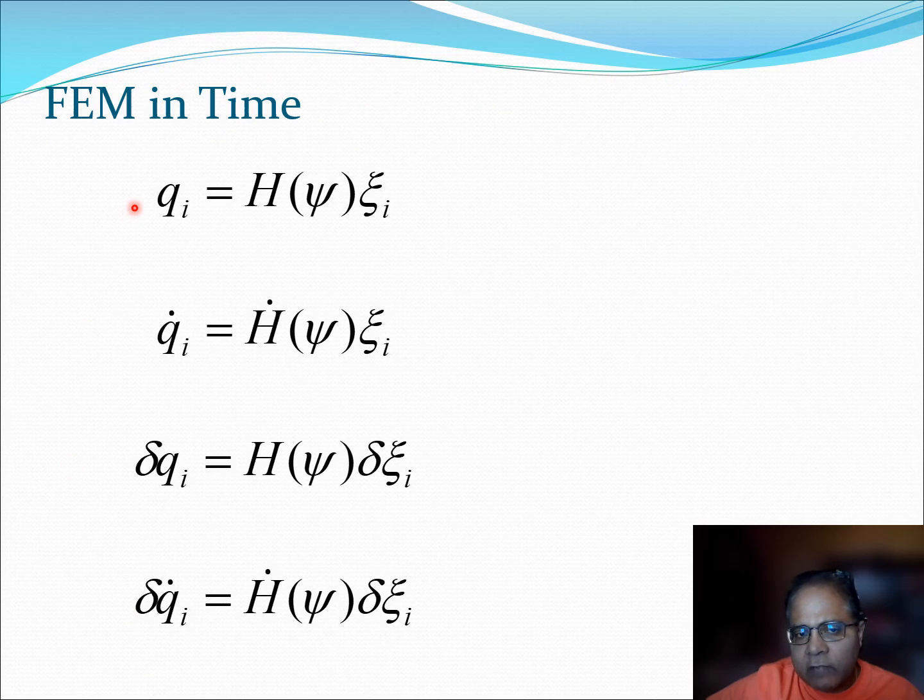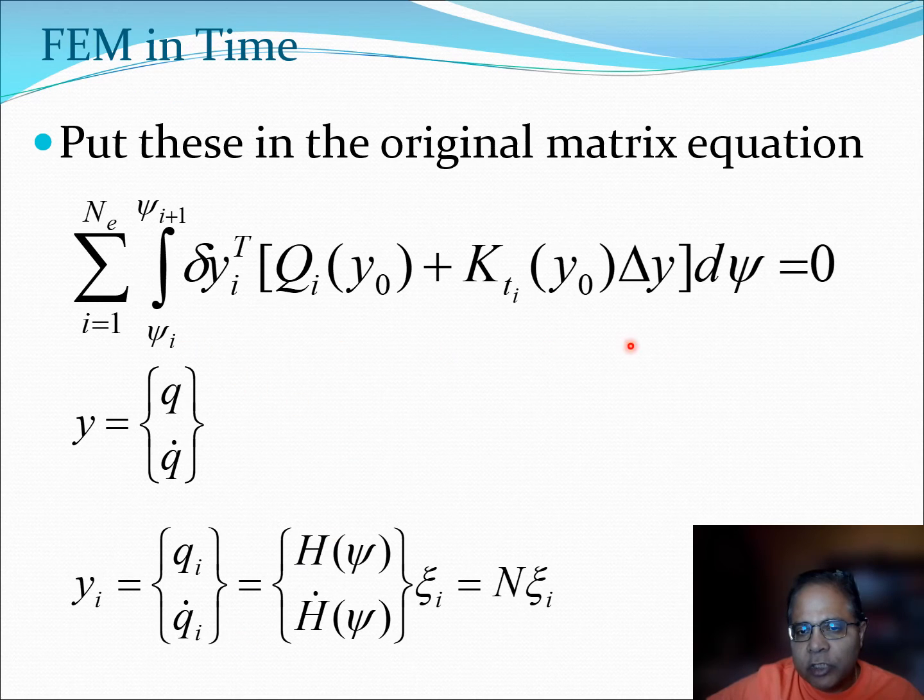So now that we have this expression of q in terms of these shape functions, we can quickly obtain q dot by differentiating the shape function. We can obtain delta q and delta q dot by again differentiating the shape function and then taking the variations in each case. So these variations are taken on the nodal coordinate. Put these in the starting matrix equation, we get this here.